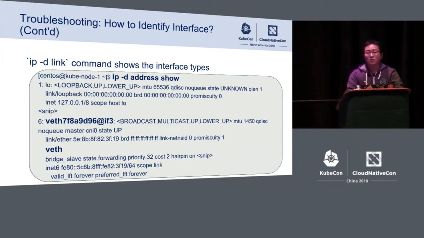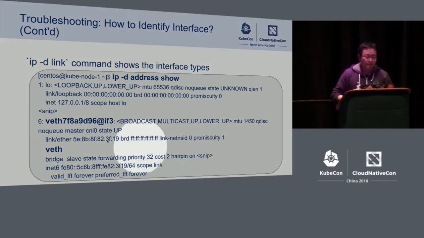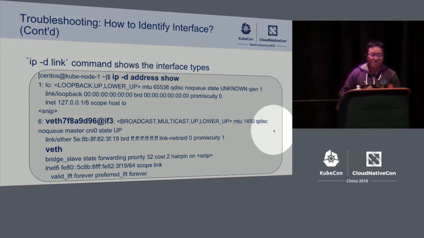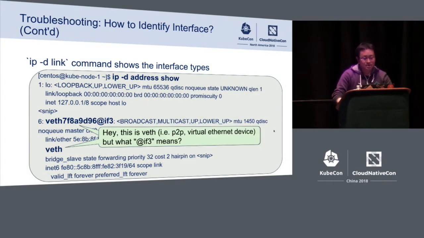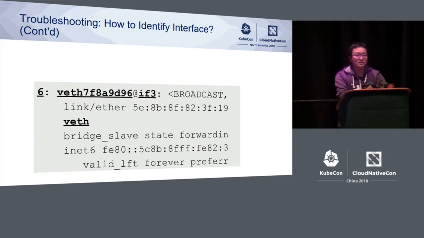So in the case of containers, we frequently see these lines with veth. Veth means a virtual Ethernet device, which is a point-to-point virtual connection that the Linux kernel provides. But after the @ mark, every time I was wondering what if3 means, so I investigated that. Let's close up the output.